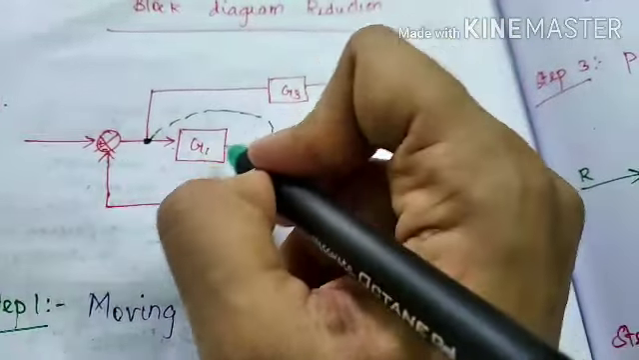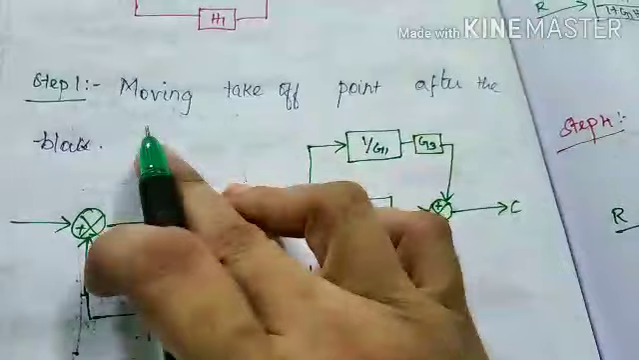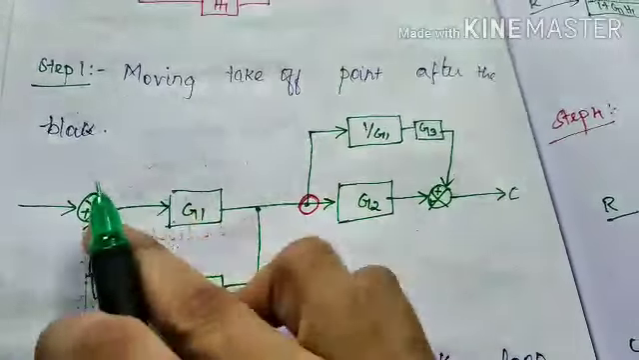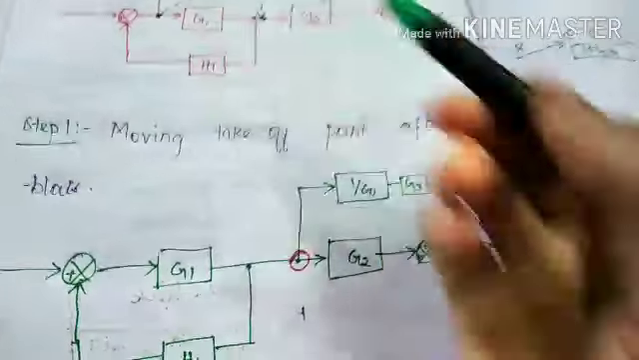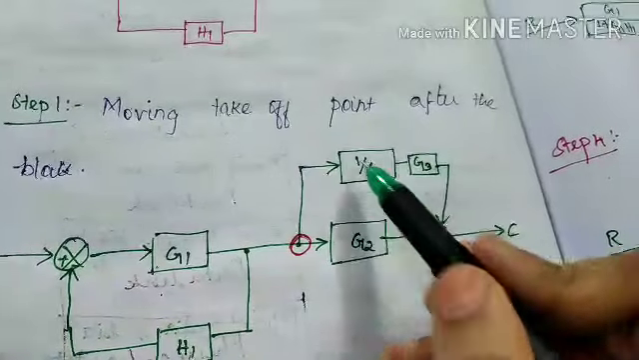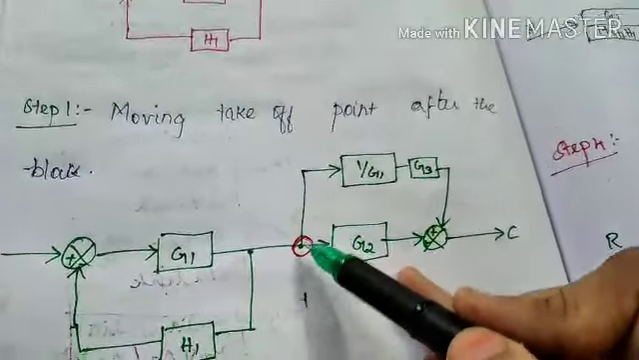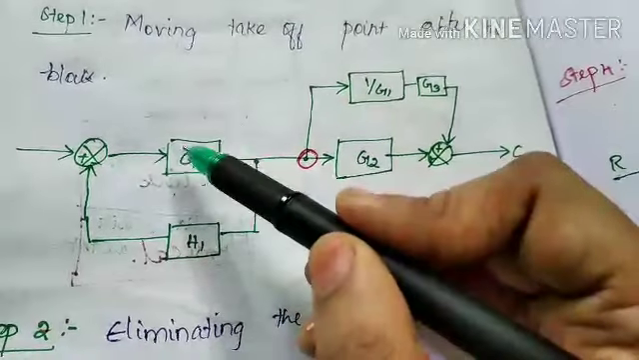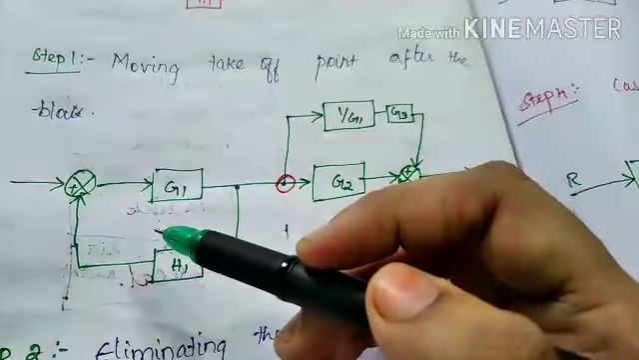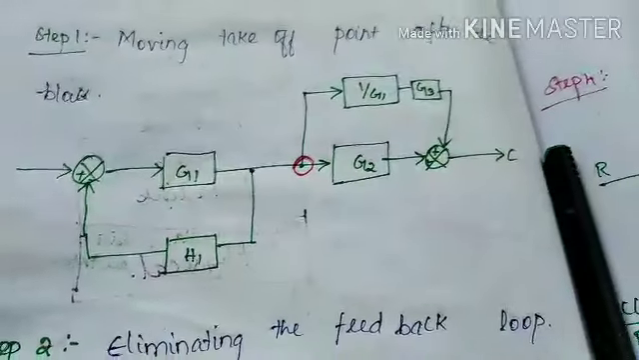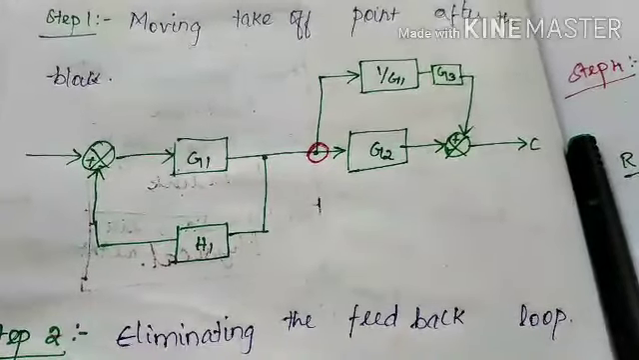So what is the rule for moving the takeoff point after the block? We need to divide this block. So moving this takeoff point, see here, this takeoff point is moved after this block G1. So I am just dividing the block G1. So 1 by G1, and I shifted the takeoff point from this end to this end, right? So I am crossing this block G1, so I am dividing this block G1. This is the rule for moving the takeoff point after the block. So remember the rule, moving the takeoff point after the block makes us divide that block, right?